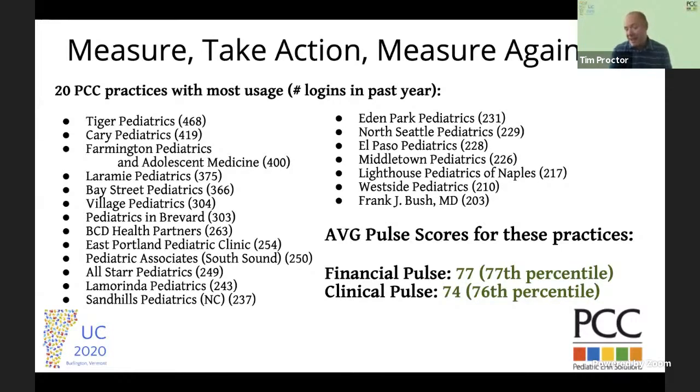And it turns out, you can see there the financial pulse on average for the top 20 dashboard users is 77. And that's the 77th percentile of PCC clients. And it's similar for the clinical pulse too. So what this means is that the people that are using the dashboard the most on average are our top 25% in terms of the overall scores and pulse in the dashboard.